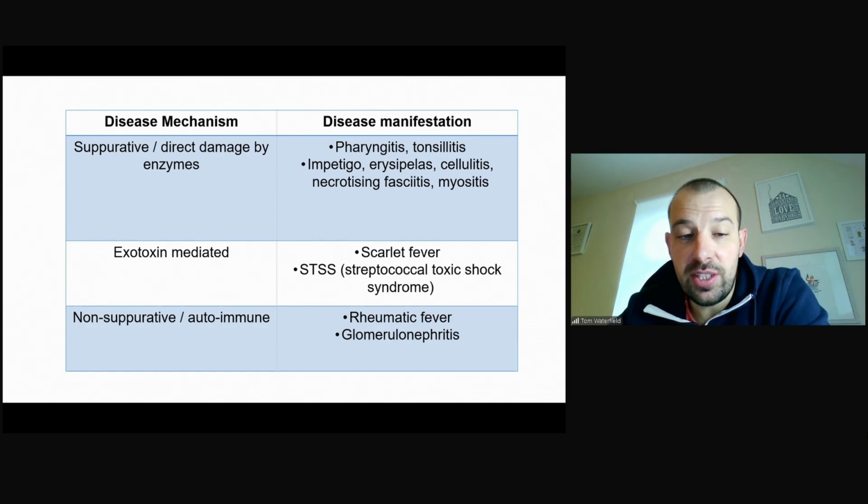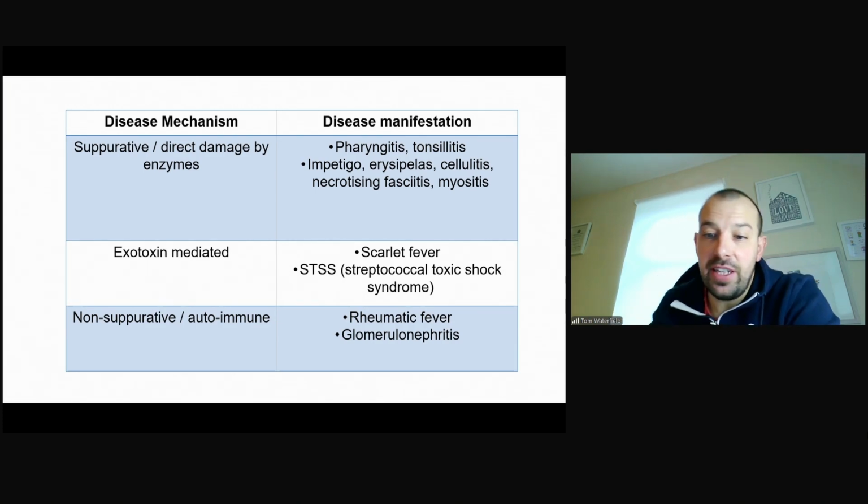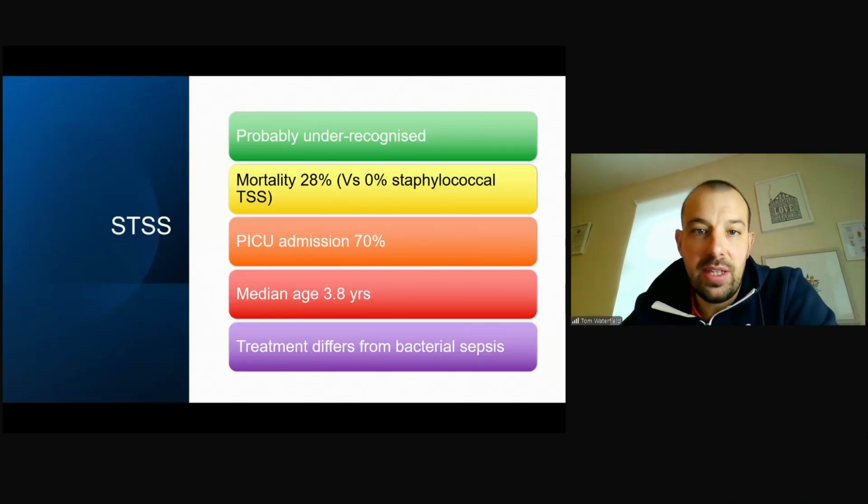You can get your exotoxin mediated disease. Scarlet fever is a mild form of an exotoxin mediated disease, and most children with scarlet fever recover very well with oral antibiotics, but very rarely you get streptococcal toxic shock syndrome. And then you can also get post-infective autoimmune conditions, such as post-streptococcal glomerulonephritis, and thankfully in the UK, it's extremely rare now, rheumatic fever.